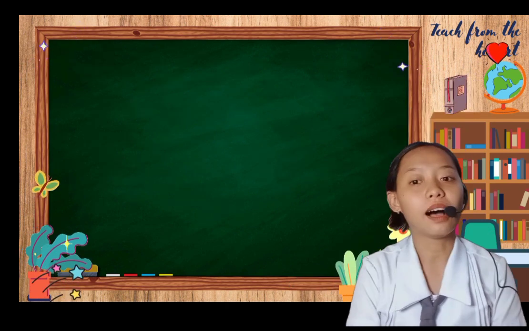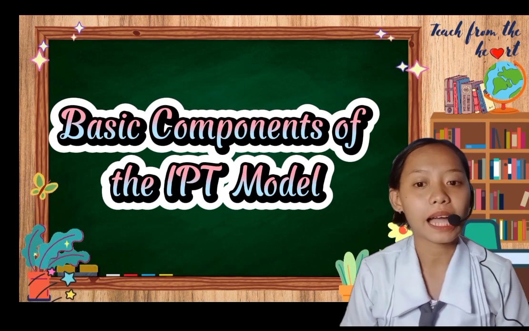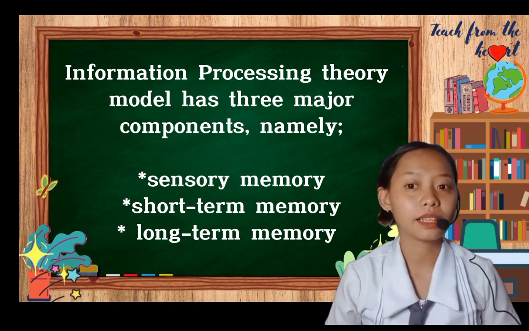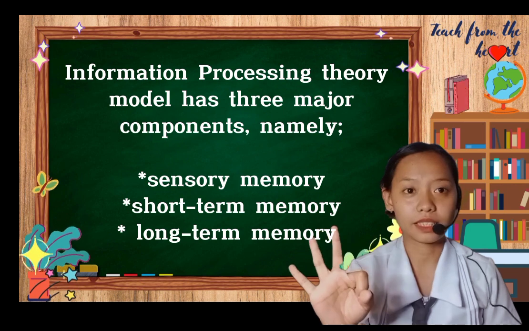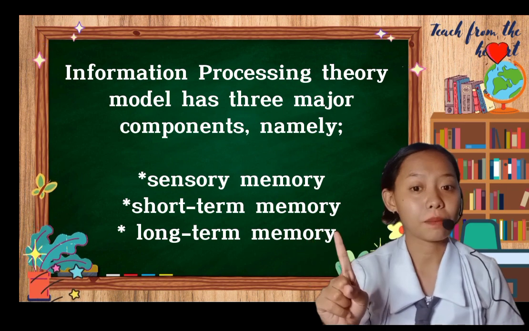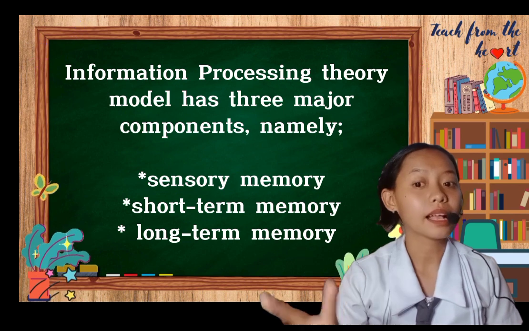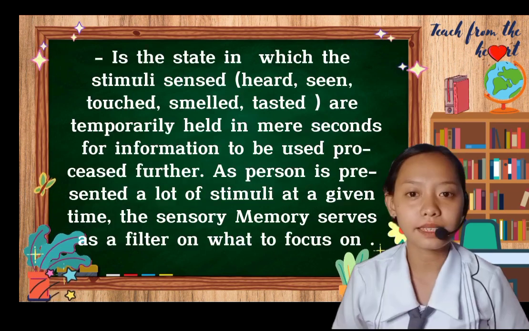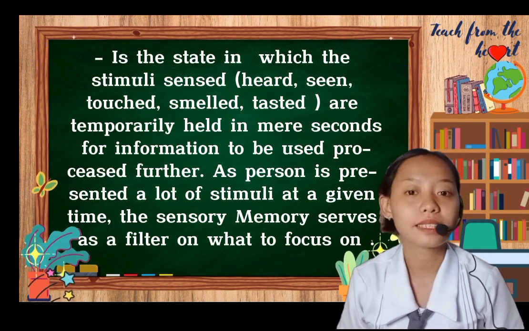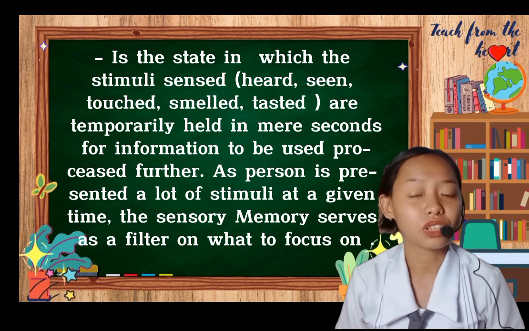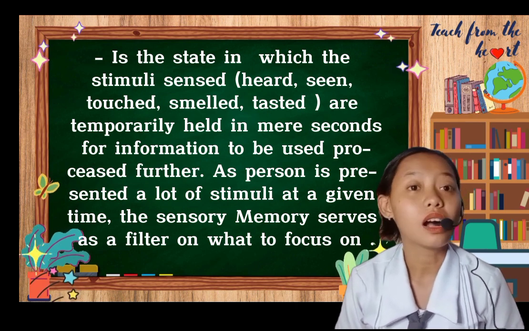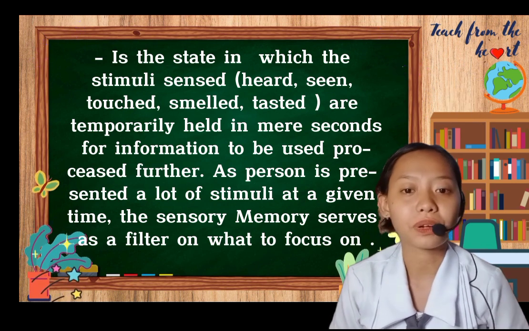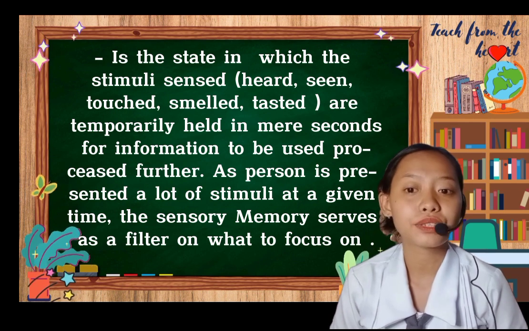Let's move on to the basic components of the IPT model. The information processing theory model has three major components, namely sensory memory, short-term memory, and lastly, long-term memory. The sensory memory is the stage in which the stimuli sensed, heard, touched, smelled, or tasted are temporarily held for milliseconds for the information to be used and processed further.